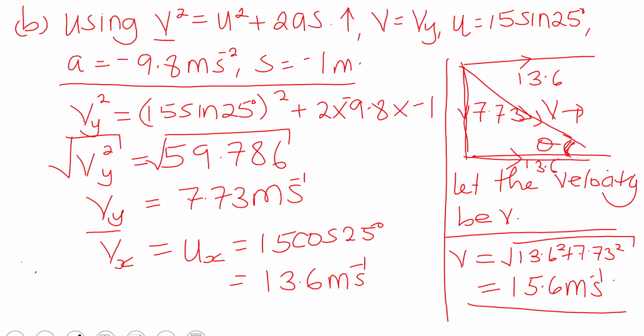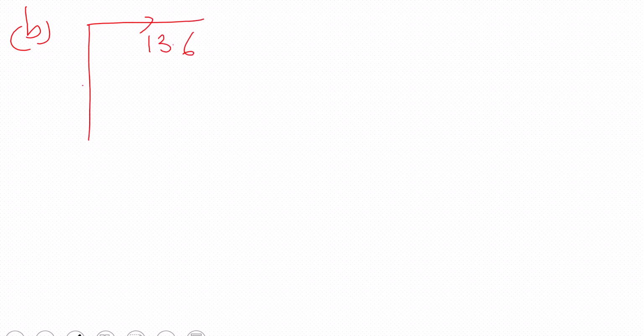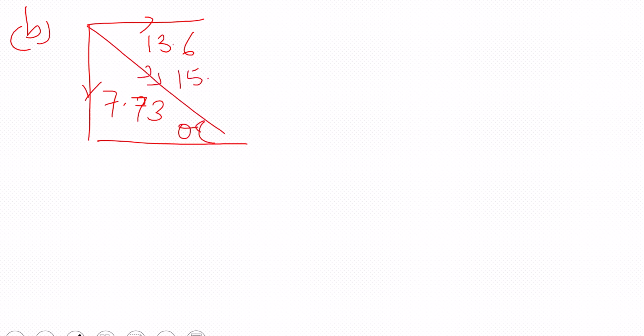Let me erase this part so that we can calculate that theta. We are still on part B, and we said our horizontal was 13.6, our vertical was 7.73. We are interested in this angle theta. We have got this v as 15.6 meters per second. So you can use any ratio. If you want to use cos, you have the hypotenuse already. If you want to use tan, you can use it. If you want to use sine, you can still use it.